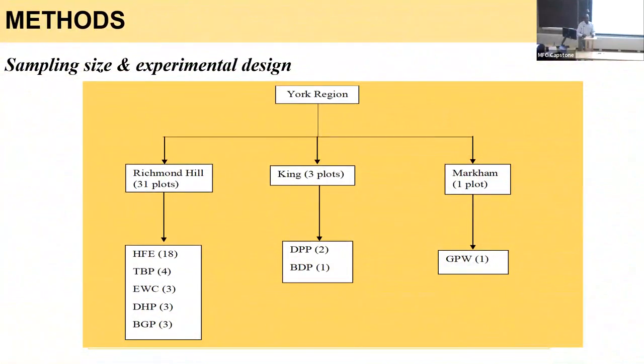The sample size and experimental design. The sample size for this study is about 35 plots, while the experimental design is a multi-stage sampling technique. In the first stage, York Region was purposely chosen out of five regions that make up the GTA, while in the second stage, York Region being made up of nine municipalities, three were also purposely chosen: Richmond Hill, King, and Markham. Out of these three municipalities, 35 plots were established, as can be seen in the diagram.